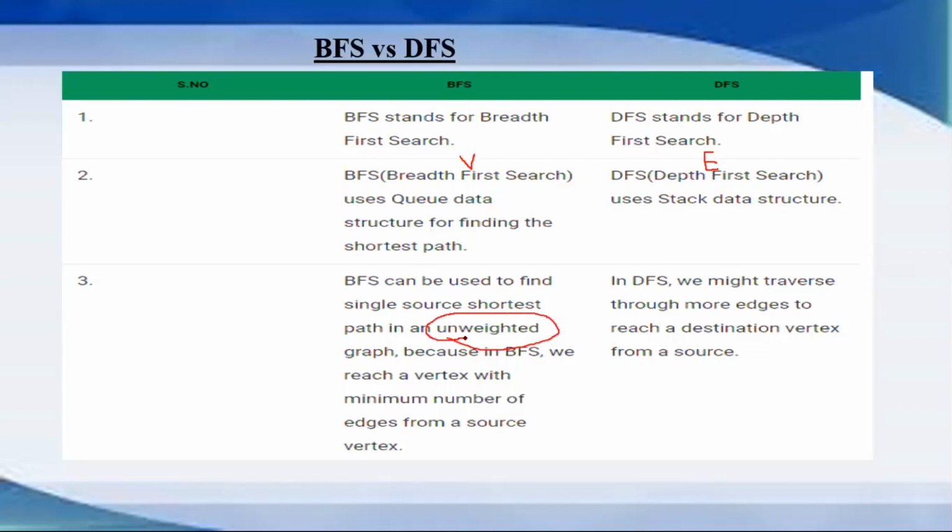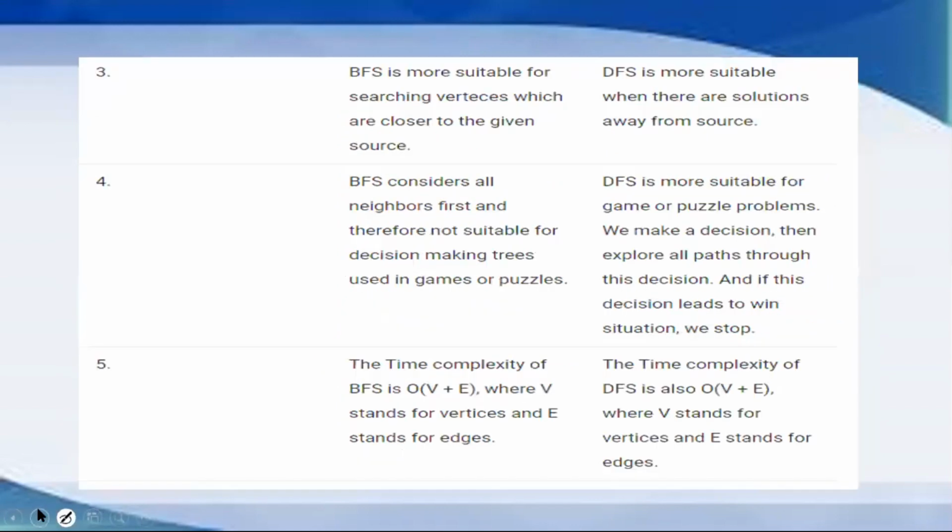BFS can be used to find a single source shortest path in an unweighted graph, because BFS will reach a vertex with the minimum number of edges from a source vertex, right? That's why we use BFS for the shortest path in an unweighted graph. But in DFS, we might travel more edges to reach a destination from a source, right? Third point is BFS is more suitable for searching vertices which are closer to the given source, but DFS is suitable for solutions which are away from the source, right?